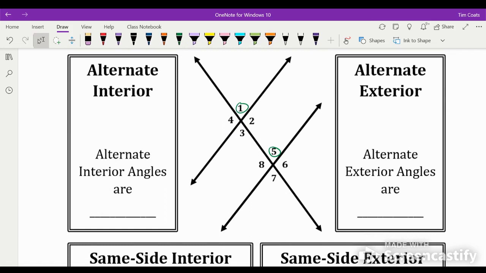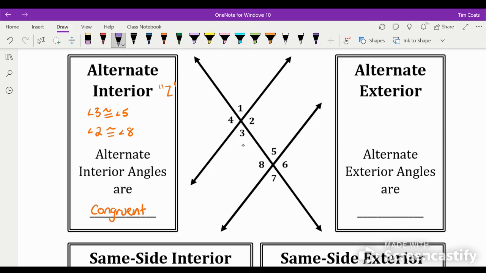Second, we want to look at alternate interior angles. Remember, alternate interior angles made the Z if we highlighted them. So that would be like angle 3 and angle 5, and those will also be congruent. So alternate interior angles are congruent. Angle 3 is congruent to angle 5. The other example would be 2 and 8. So angle 2 is congruent to angle 8. Congruent, again, meaning same measure.